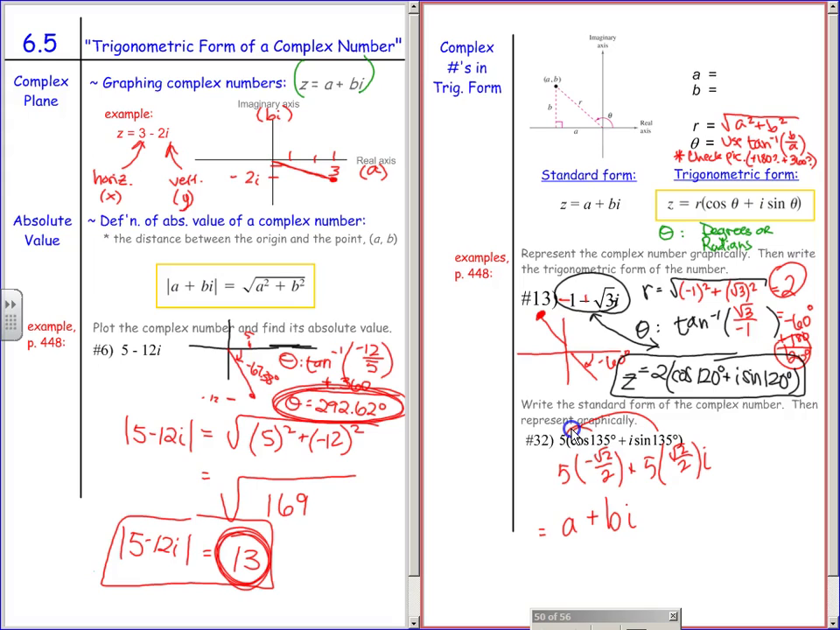Does anybody have decimals for me? Wait, okay, so for this, would you plug it in degree mode or radian? Degree? Oh, yeah. Does that make sense? So it's negative 3.54 plus 3.54i.